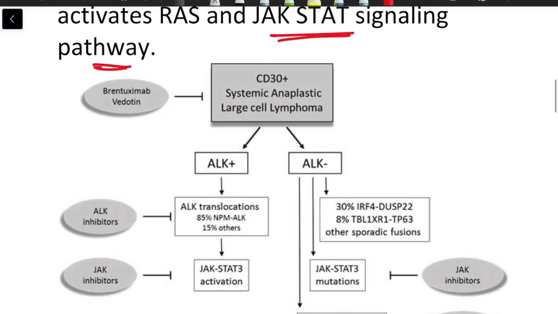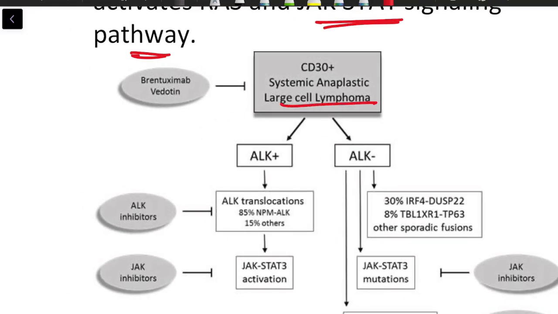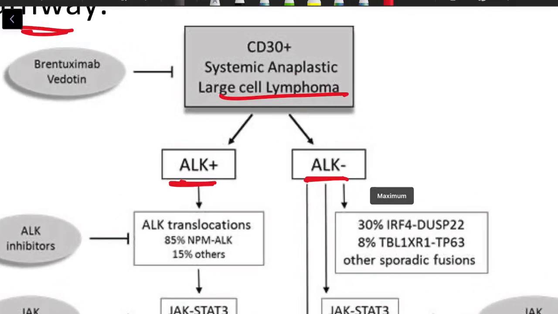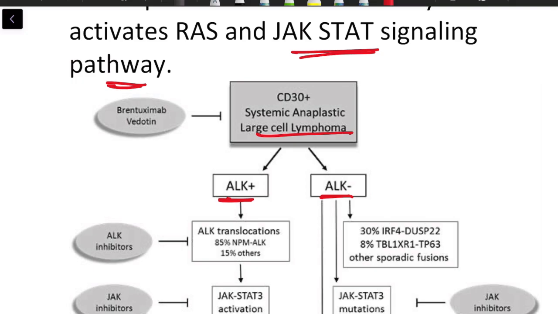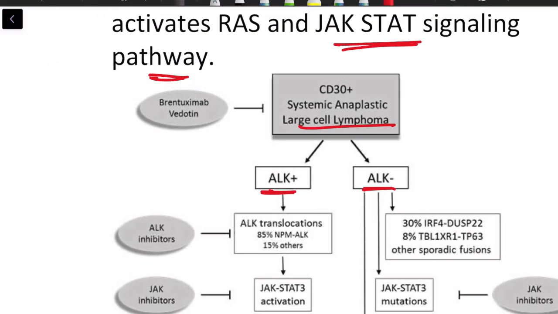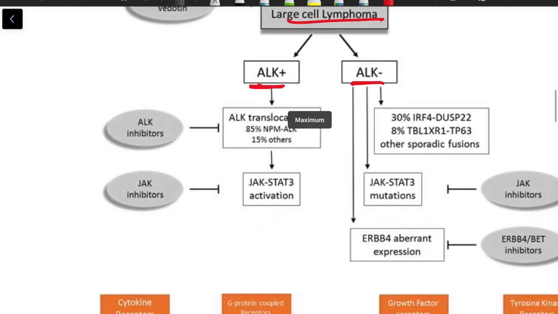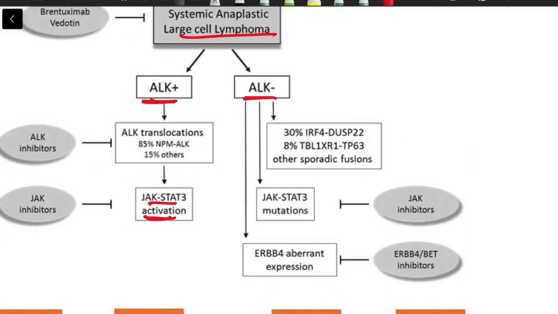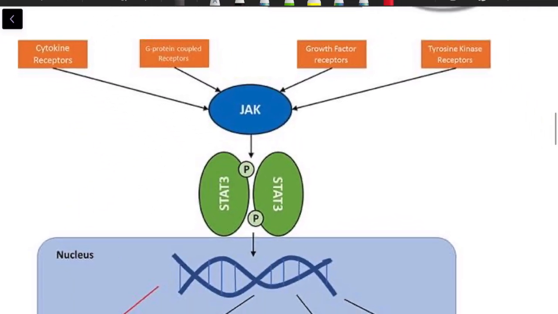So this flowchart sums up the pathogenesis very beautifully of anaplastic large cell lymphoma. Tumors can be ALK positive or ALK negative. ALK negative are those in which translocations have not taken place and they are very rare, and ALK positive is what we see most commonly. This leads to JAK-STAT3 activation, and in ALK negative tumors there are some other translocations, some sporadic fusions, and we also see mutations in the JAK-STAT pathway itself. There is no chimeric protein production. So the ALK negative tumors have the worst prognosis.